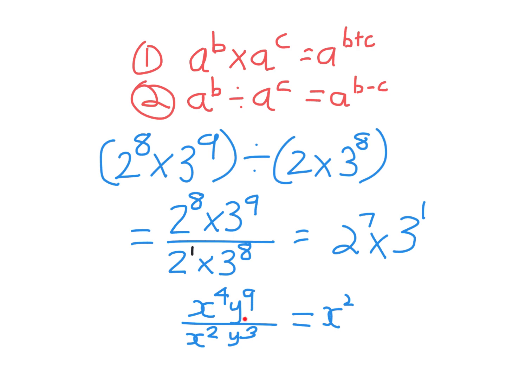Y to the power of 9 divide y to the power of 3. Here y is the base, so I keep the same base. I subtract the powers. 9 minus 3 is 6, and we're done.